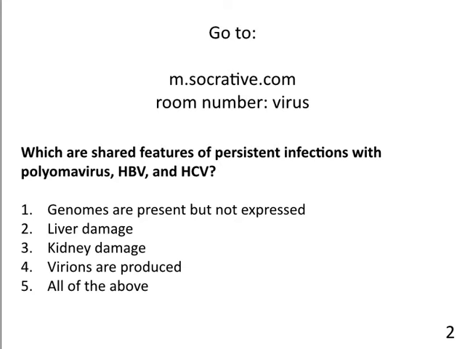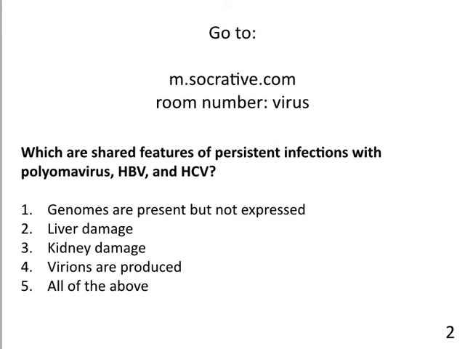All right, so I didn't make this clear, I suppose. The answer is virions are produced in all cases. HBV, polyomavirus, HCV, virions are produced during the persistent infection. So one would be wrong because to make a virion, the genome has to be expressed.